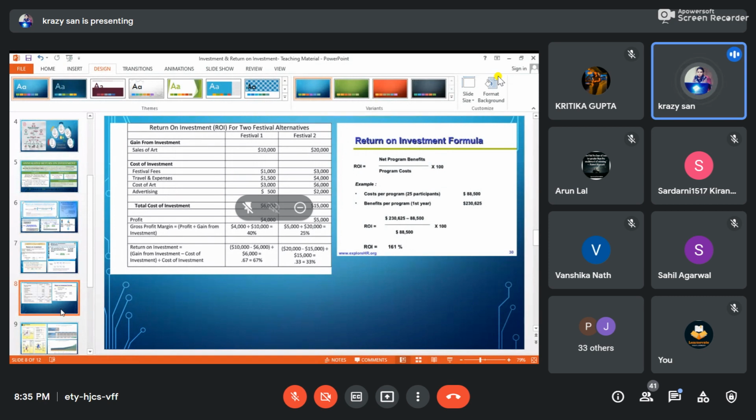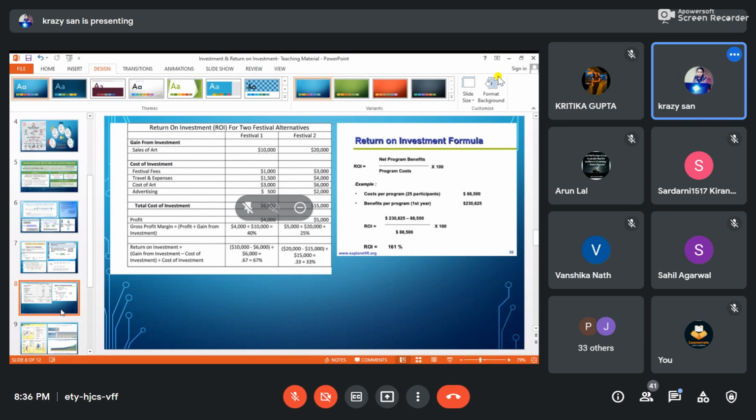And in festival two, you got $5,000 profit. Now, how will you calculate gross profit margin first? Profit divided by gain from investment. $4,000 over $10,000, 40% acquired. In the second festival, 25% acquired. Now, return on investment: gain from investment minus cost of investment divided by cost of investment. You will compare over here. Which was fruitful? Festival 1 or festival 2?